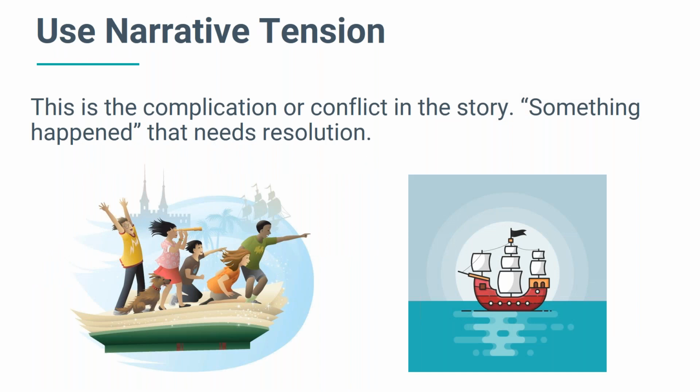Another concept you'll want to know is narrative tension. Remember, I talked about that conflict? So narrative tension is really the complication in the story that says something happened and it needs resolution. It's what makes a story interesting. We really don't want to hear about when everything went perfectly. We like to hear stories about overcoming the odds or triumphing against adversity. In fact, we learn to craft a story with a narrative from a really young age.